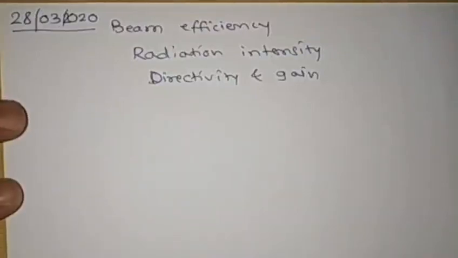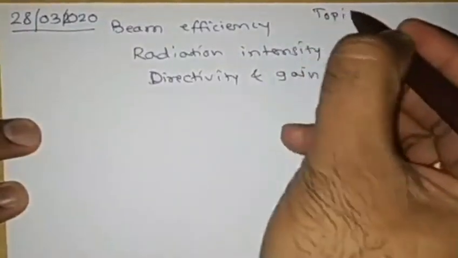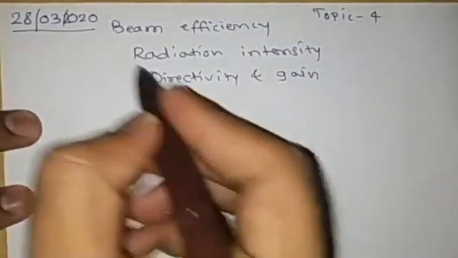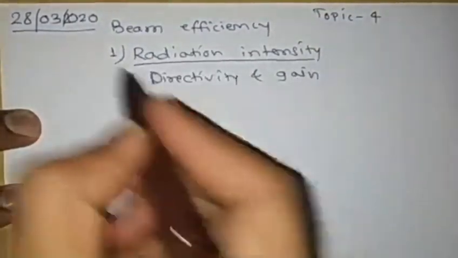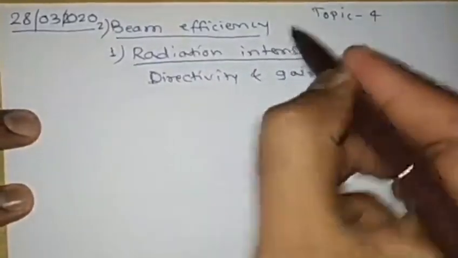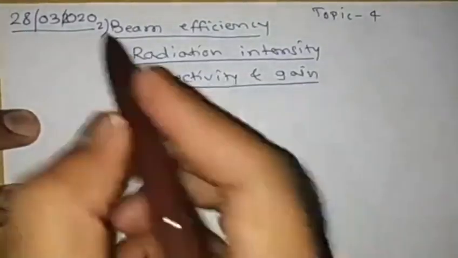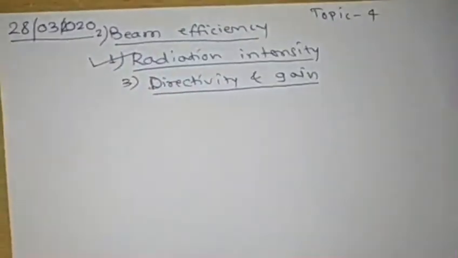Good morning. In this video, which is topic number 4, we are going to study three different antenna parameters. First, radiation intensity. Second, beam efficiency. And third, antenna directivity and gain. So let's begin with radiation intensity.